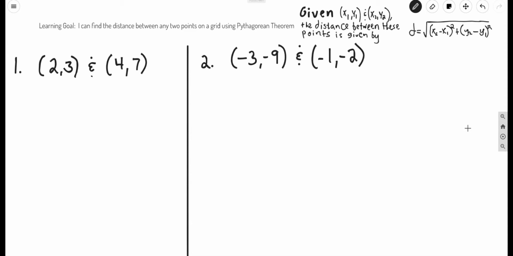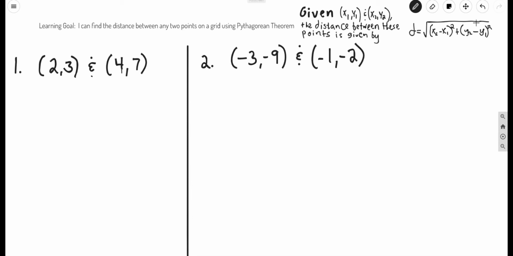In this video our focus is on the learning goal: I can find the distance between any 2 points on a grid using the Pythagorean theorem. I don't have a grid in front of us to display these points. I could graph them, but I'm not going to. We're just going to give you the coordinates of those points and then find the distance between them using the formula over here.